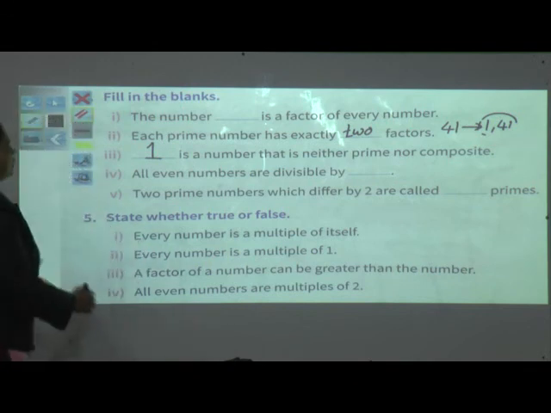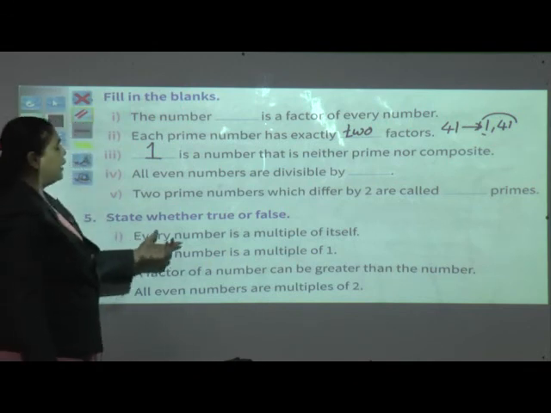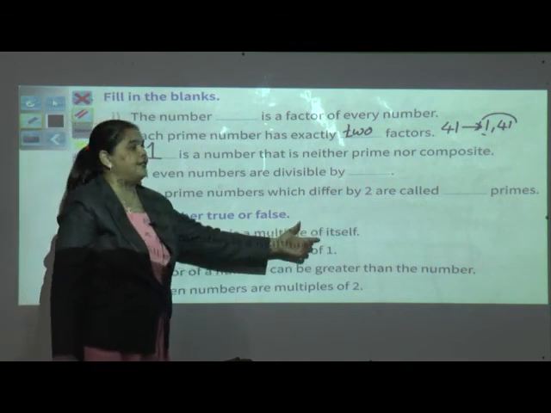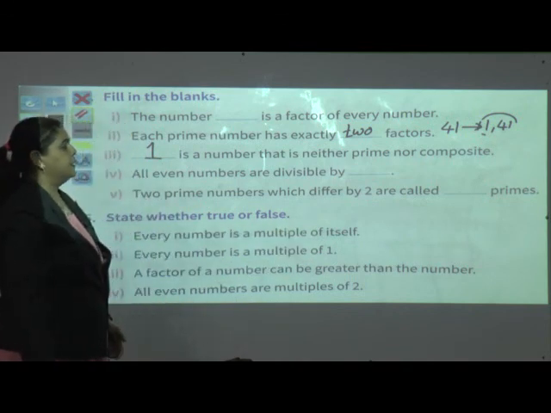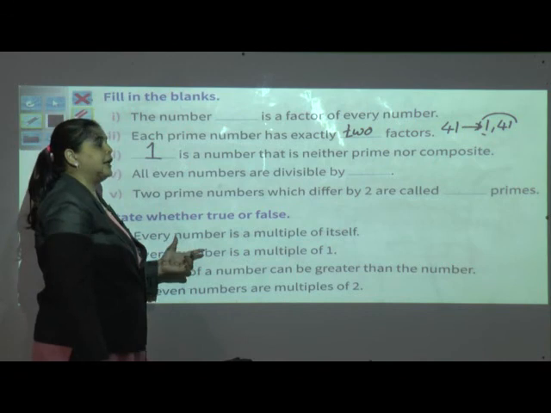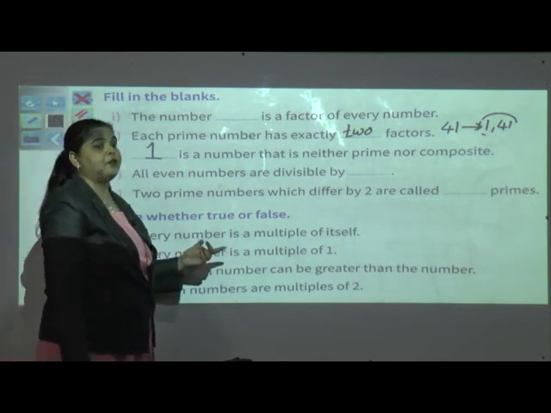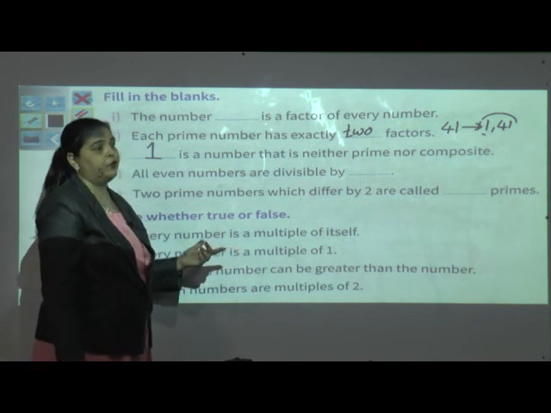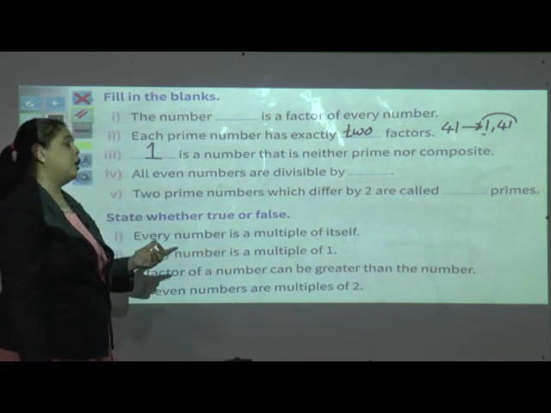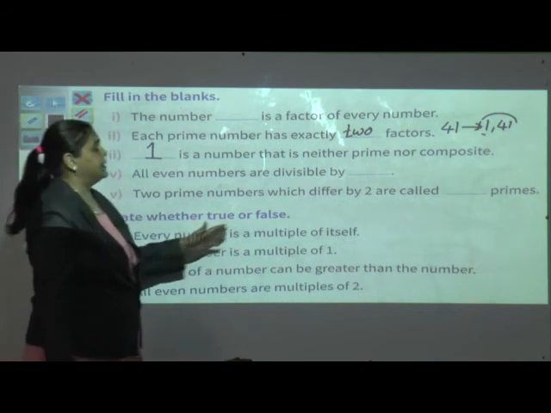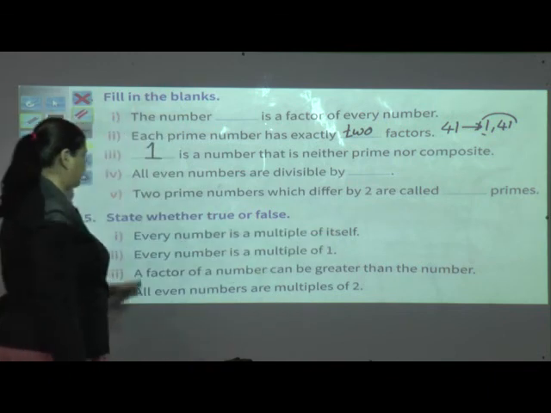Now we will see the true or false questions. Every number is a multiple of itself. Is it true or false? Yes, every number is a multiple of itself. We can say 24 ones are 24 and 1 24s are 24. So it is a true statement.